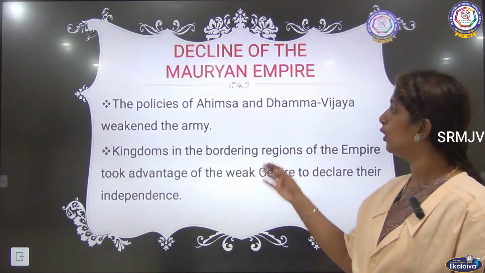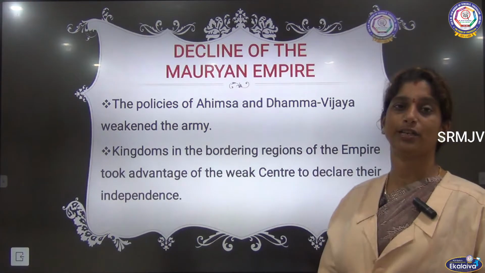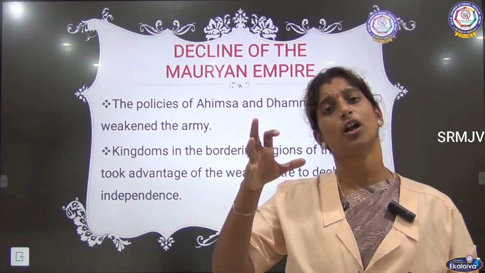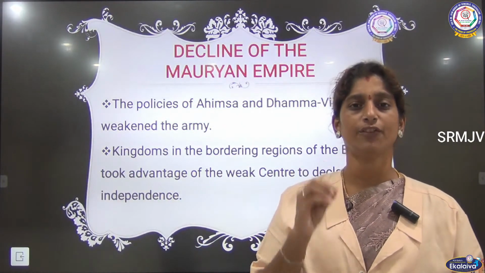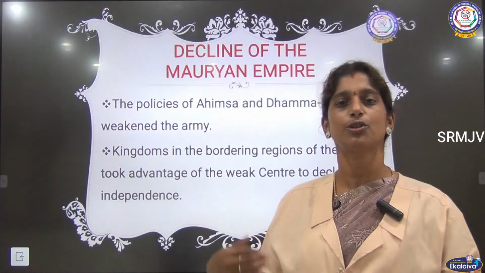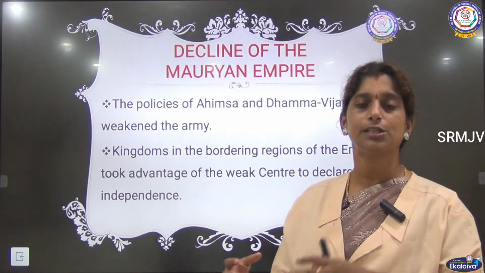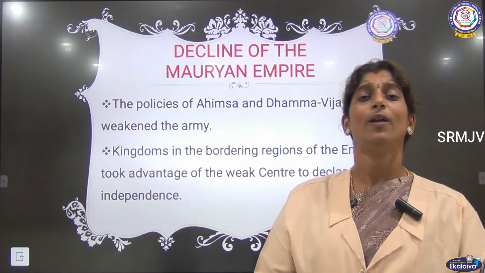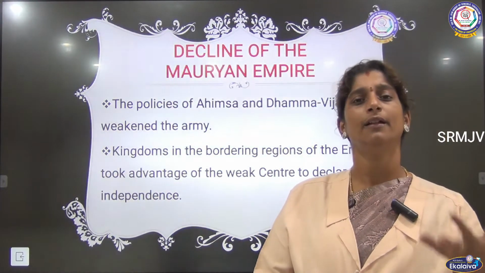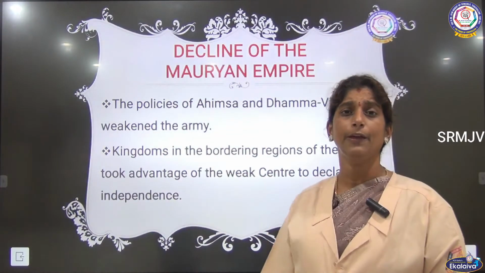Then the policies of Ahimsa and Dhamma Vijaya weakened the army. Ashoka was efficient enough to conquer various places with the policy of Dharma without conducting any wars. But as the kings who followed were not as efficient as Ashoka, they were not able to continue following the policy of Ahimsa and Dharma. Because of that, when they were following this non-violence policy and did not enter into a war, what happened? The kingdom was easily lost. So the army started to weaken.